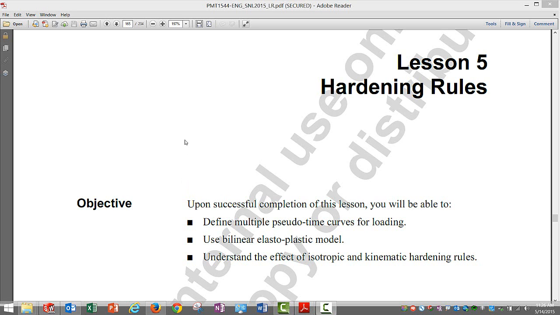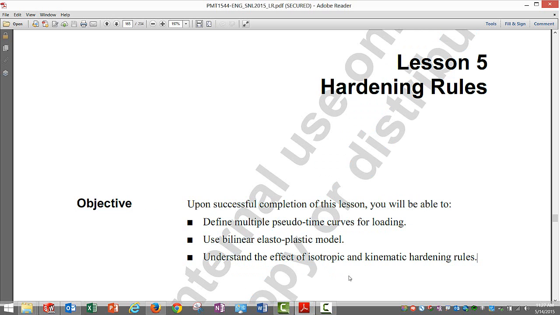Okay, so let's move on. In this chapter, we are looking at hardening rules, and this would be more towards the option available in the material properties. Apart from the first two things, the important thing that we'll learn here is isotropic and kinematic hardening.